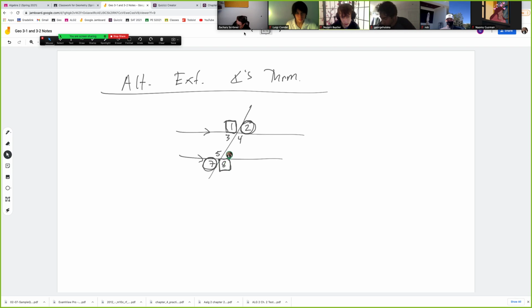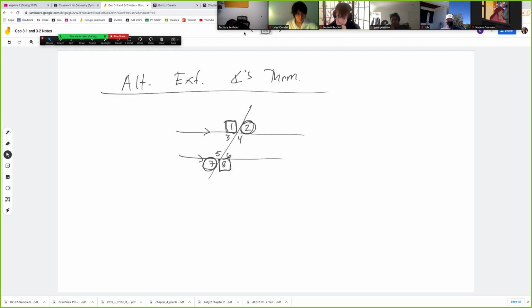Okay? Alternate meaning opposite sides of the transversal. Exterior meaning outside of the 2 parallel lines. Angles theorem. All right? So, what can we say here? Well, we can say if 1 is congruent to 5, right? And 5 is congruent to 8, then we can say 1 and 8 are congruent to each other. So let's go ahead and prove the alternate exterior angles theorem, and then we're going to get rid of the proof because somebody created it. But I want you guys to see how we prove this, how we get there.